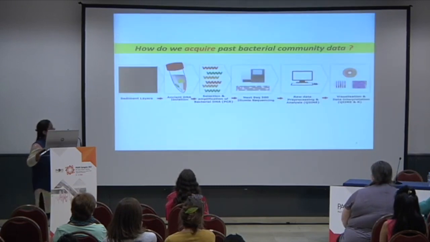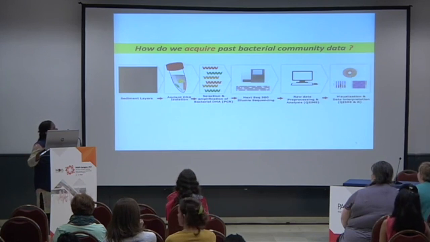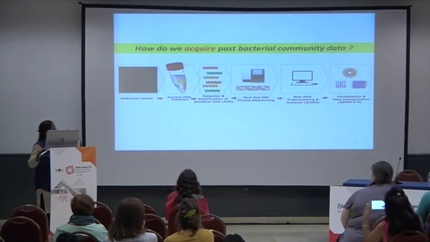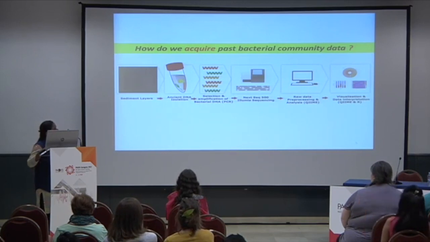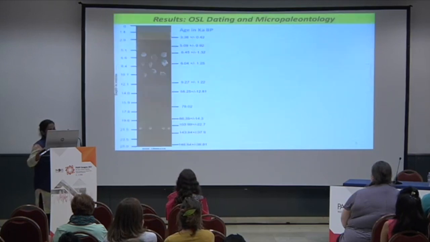So how do we acquire past bacterial community data? Ancient DNA was isolated by the CTAB method from the sediment layers, and the V3 hypervariable region of the 16S rDNA of the bacterial genome was selectively amplified using specific primers. The amplicons were then run on the NextSeq 500 Illumina sequencing platform. The raw data were pre-processed and analyzed using QIIME and R software.